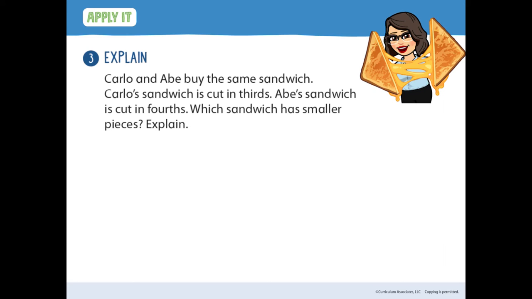Carlo, hey, I have a Carlo in my class. Carlo and Abe buy the same sandwich. What do they buy? The same sandwich. Okay, exactly the same. Carlo's sandwich is cut in thirds.